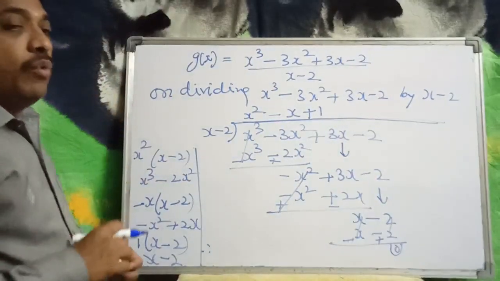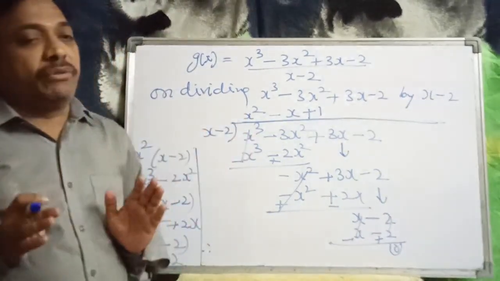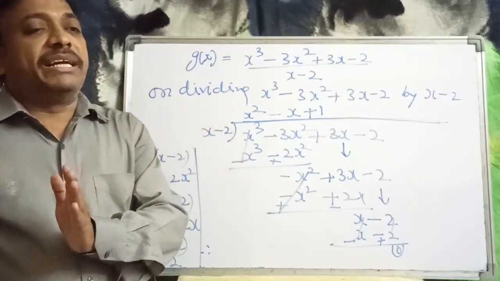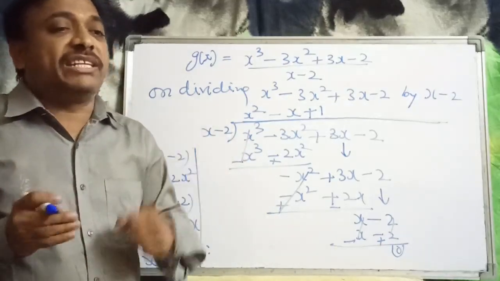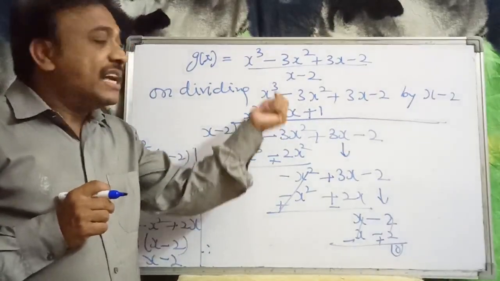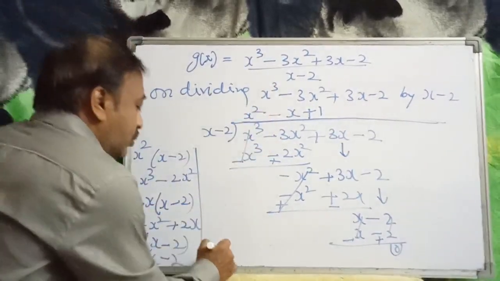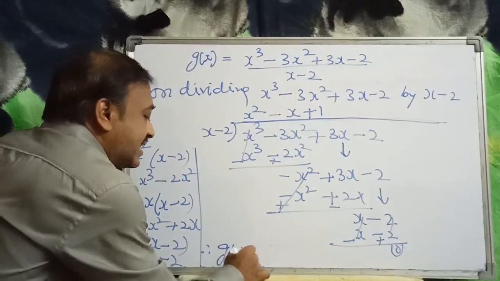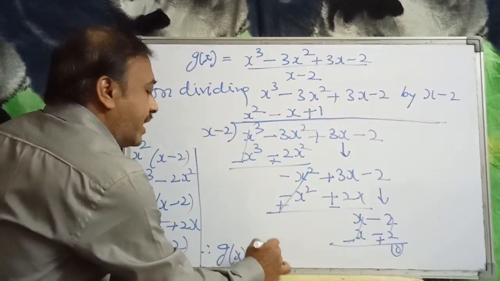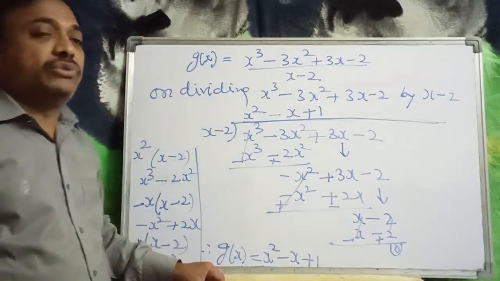Therefore, what he actually asked in the question is: on dividing some polynomial p of x, obtain the quotient and the remainder, find g of x. He asked to find g of x. So with the result, what we got here as the quotient is the g of x. This value is the g of x. So g of x is equal to x square minus x plus 1. This is the value of g of x.